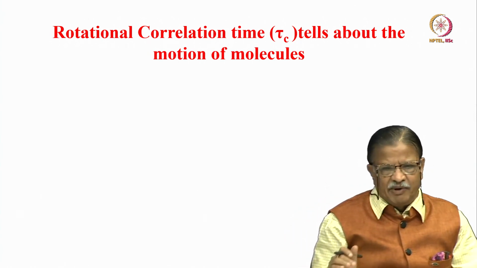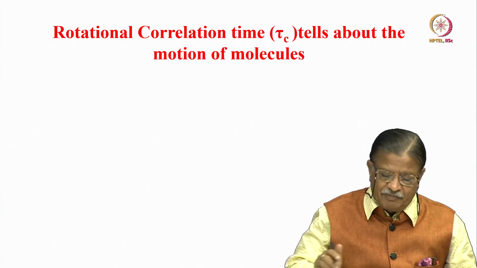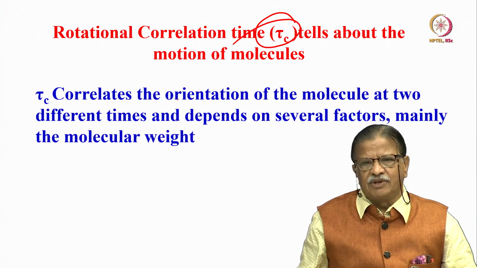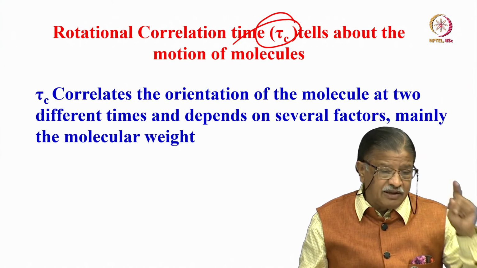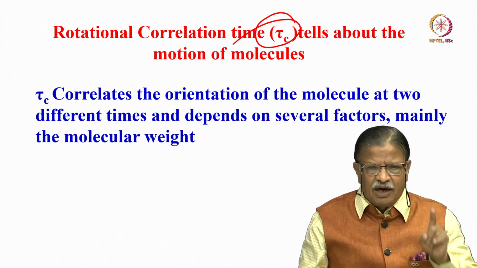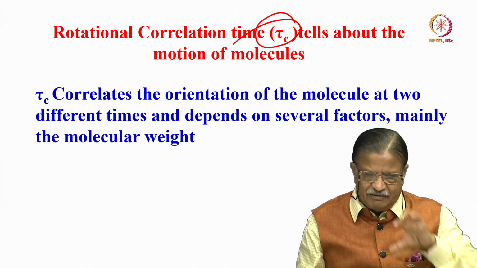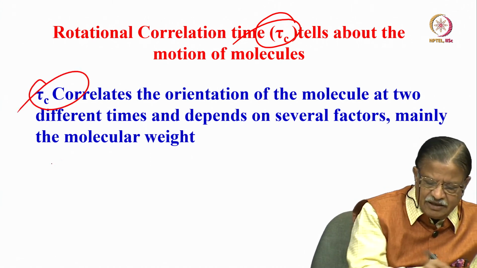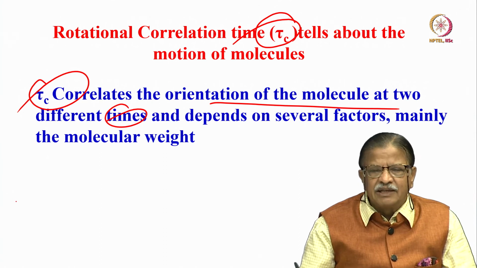So, thermal equilibrium has to be attained by releasing energy. All these things depend upon the rotational correlation time we also discussed, and that tells you about the motion of the molecule. We also knew tau c depends upon the size of the molecule, that is, on the molecular weight of the molecule. Tau c correlates the orientation of the molecule at two different times and depends upon several factors.